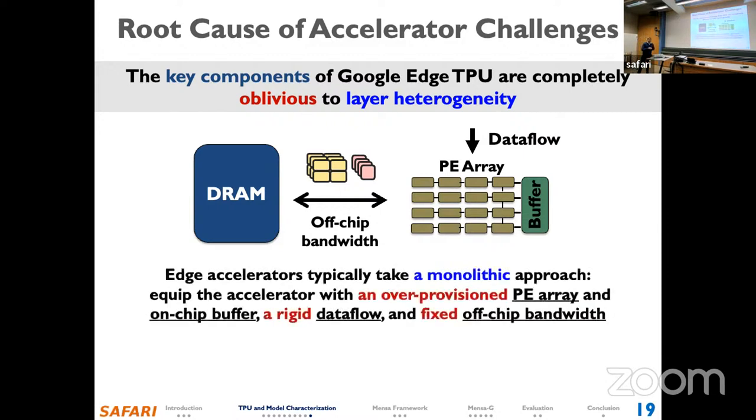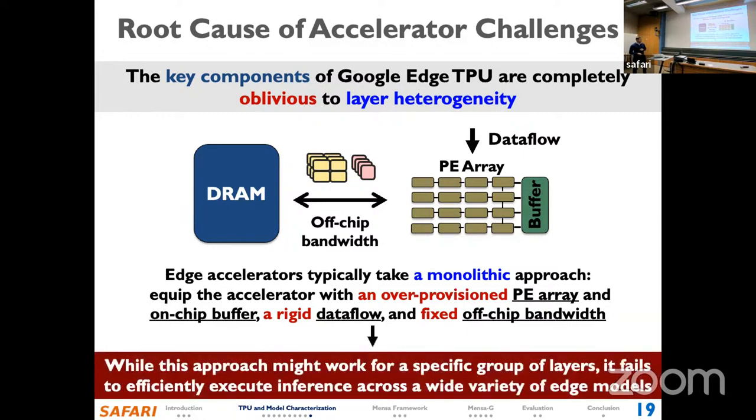Since the Google Edge TPU is a monolithic accelerator, a single accelerator that is trying to accelerate many different network models with different properties, when you design this accelerator you have to over-provision for the size of the processing element array and the amount of on-chip buffer that you're going to have, and you're also going to have a rigid dataflow and fixed memory bandwidth for that given accelerator. And that is obviously not optimal when you have heterogeneity to take into account. And this is what we are going to try to solve next with Mensa.